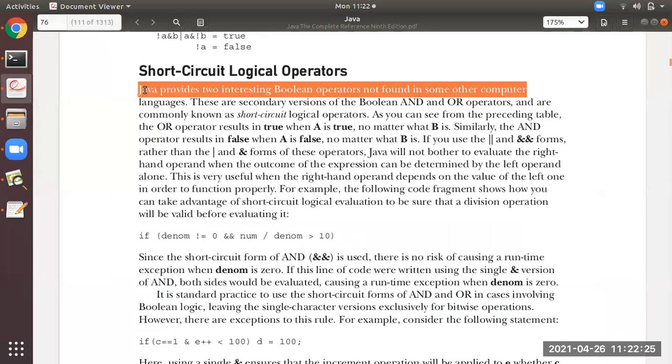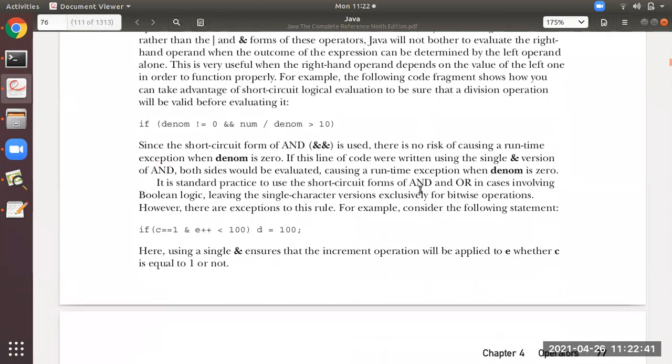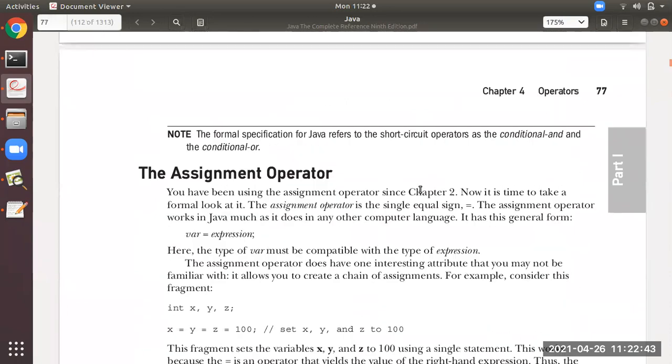Java provides two interesting Boolean operators not found in some other computer languages. These are the secondary versions of the Boolean AND and OR operators and are commonly known as short circuit logical operators. Directly, I will explain it with the program itself.